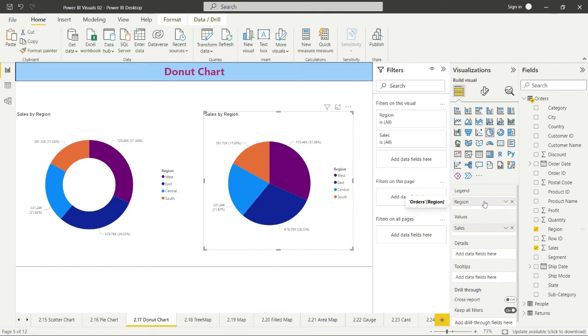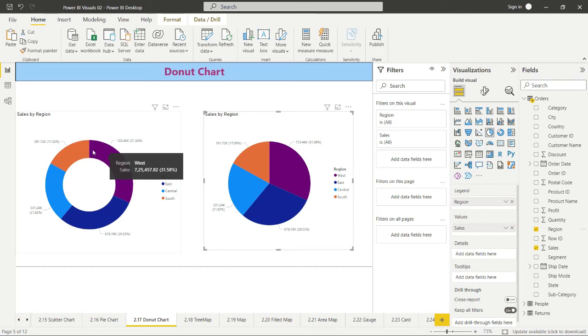So what is the difference between a donut chart and a pie chart? I think one of the visible differences we can see is in the donut shape: there is a hole here. But in the pie chart there is no hole, it starts from the center of the circle.